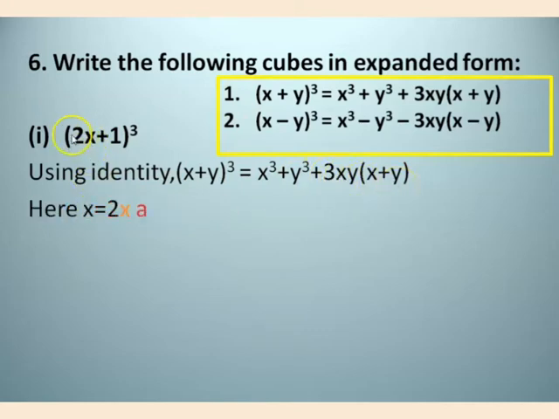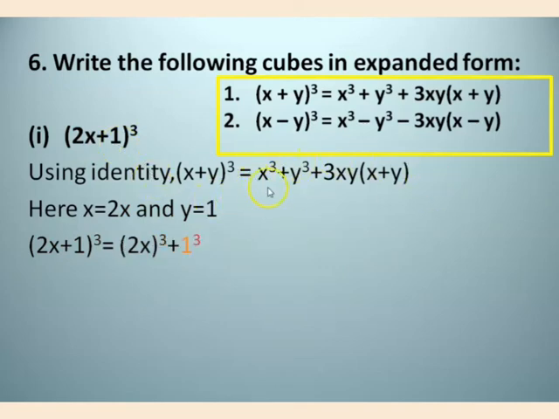So in the place of x you have 2x and in the place of y you have 1. So we are going to substitute in the identity. So 2x plus 1 the whole cube equals 2x the whole cube plus 1 cube plus 3 into 2x into 1 into 2x plus 1.